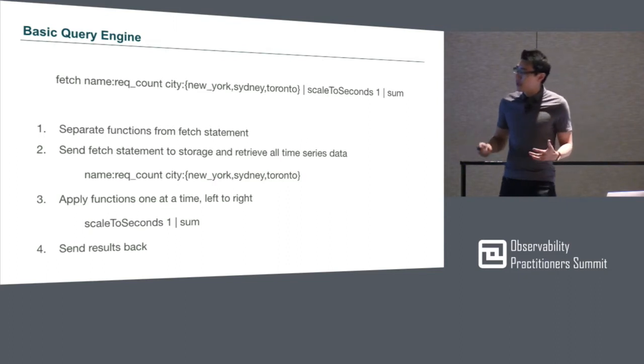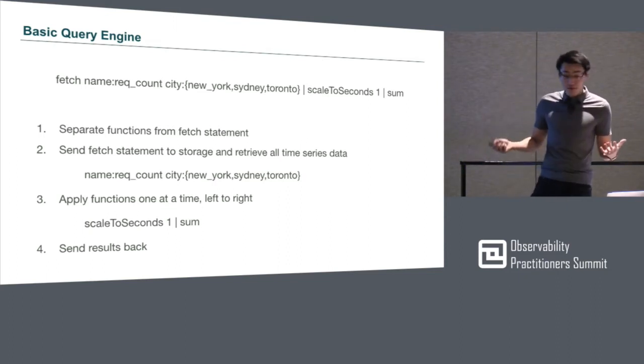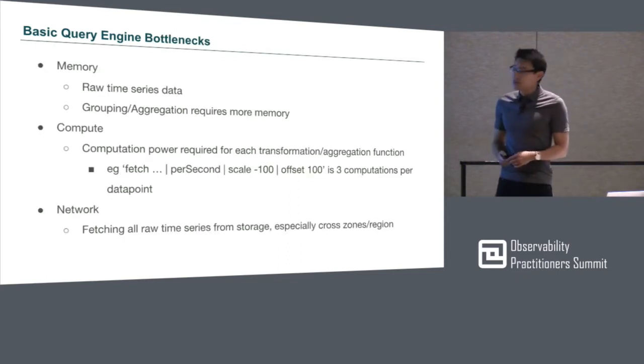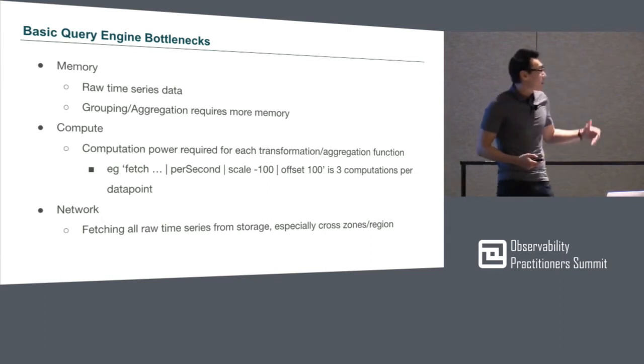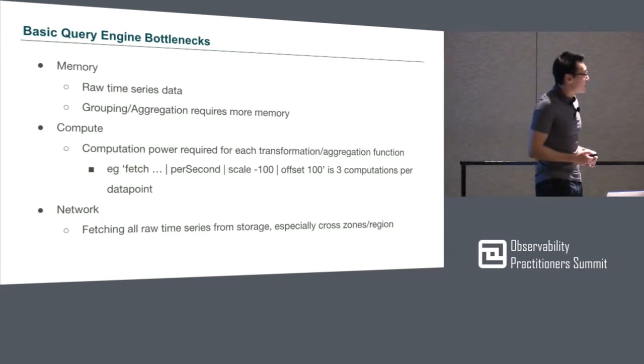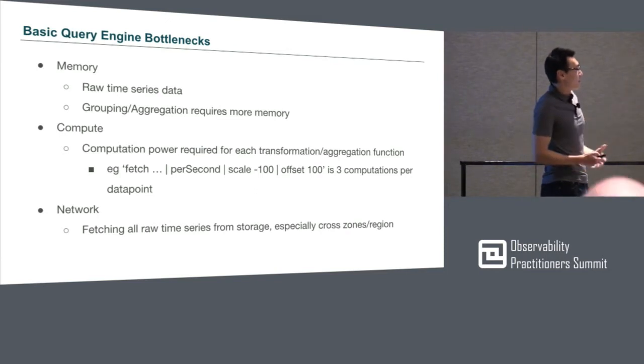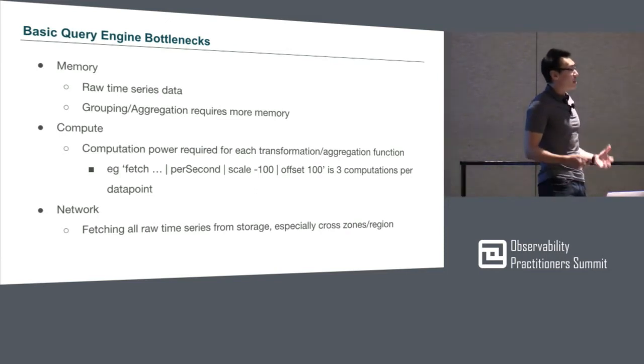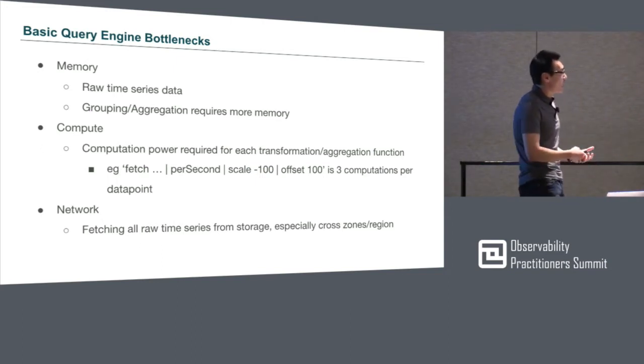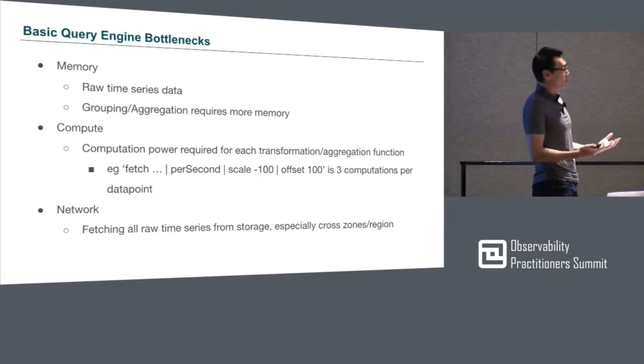This was the first query engine that we implemented, and it was better than Graphite Web for sure, but it had some bottlenecks. So the bottlenecks are in memory, compute, and network. So for memory, of course, as I mentioned earlier, just keeping the raw time series in memory takes up a lot of memory, right? 150 gigs of memory. If you want to do any sort of grouping or aggregation, that takes even more.